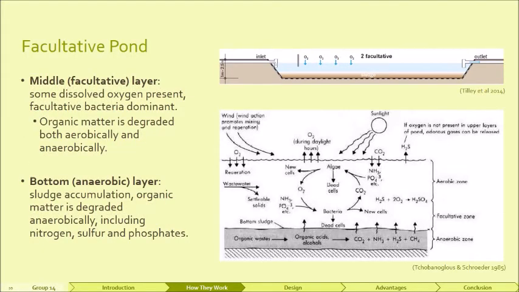In the middle layer, some dissolved oxygen may be present, fed from the upper layer. Facultative bacteria are dominant in this layer and are capable of responding to both aerobic and/or anaerobic conditions. In the bottom layer of the pond, with a similar process to the anaerobic pond, sludge accumulates and organic matter in this layer is degraded anaerobically. Organic nitrogen, organic phosphate, and organic sulfur undergo a reaction with bacteria in the bottom layer to reduce the amount of these organic matters. Through the use of anaerobic and facultative ponds, an overall removal of 95% of BOD can be achieved.